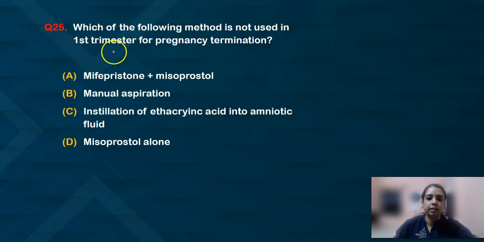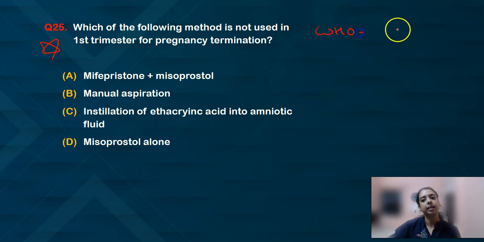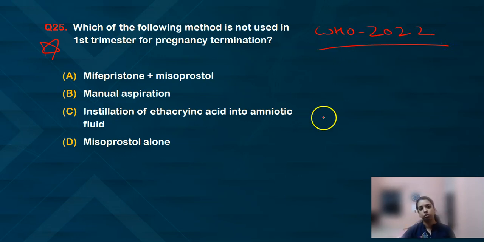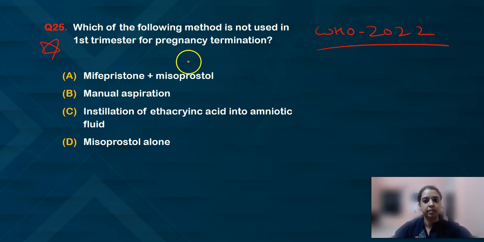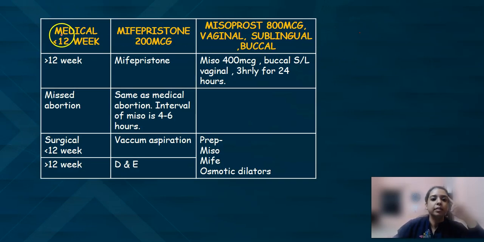Now, which of the following methods is not used in the first trimester of pregnancy termination? Now, this is very important. WHO has recently again modified its abortion care guidelines of 2022. They are so recent, so I have got through this question a chance to discuss them also. So, we are discussing first trimester termination options. The options could be medical or surgical.